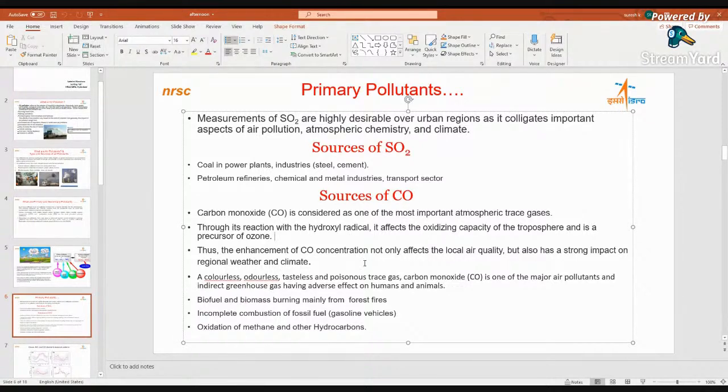So enhancement of this concentration not only affects the air quality, but also has a strong impact on regional weather and climate change. CO, as you all know, is a colorless, tasteless, poisonous gas, and it's a major air pollutant. It's not a direct greenhouse gas; it's an indirect greenhouse gas, a trace gas, having an adverse effect on humans and animals. Some of the sources of CO are biofuel and biomass burning, mainly forest fires, where a major amount of carbon monoxide is released, incomplete combustion of fossil fuel such as in gasoline vehicles, and oxidation of methane and other hydrocarbons. So these are all sources of carbon monoxide.